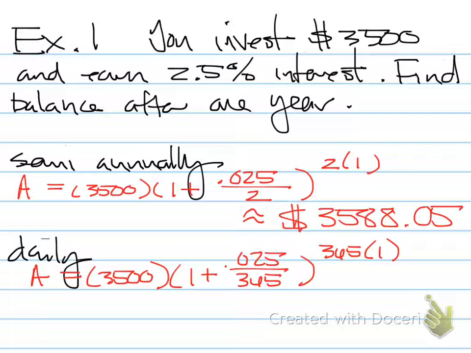So again, we're going to first divide 0.025 by N, 365. Then we're going to add 1. And then we're going to take that answer and raise it to the 365th power. And then once we get that result, we're going to multiply that result by 3,500. Again, you shouldn't need to round any of these results from the intermediate steps. That's going to give you approximately $3,588.60.